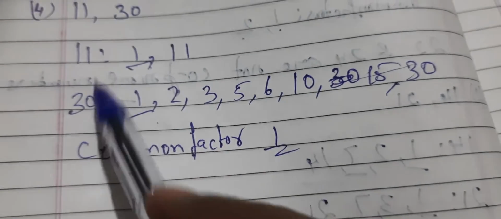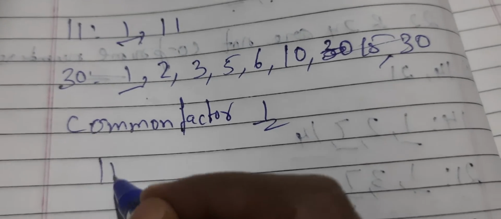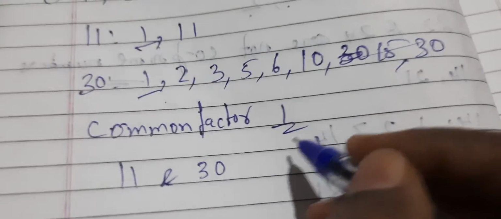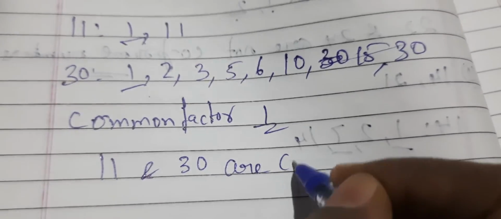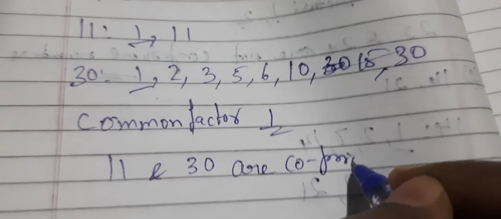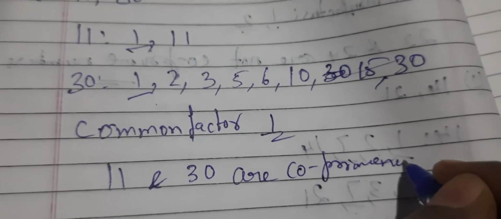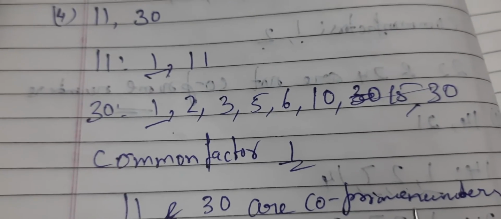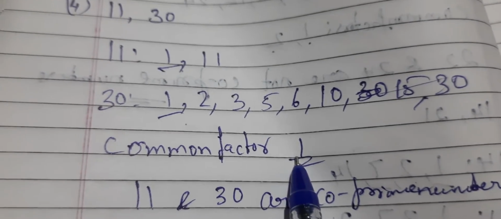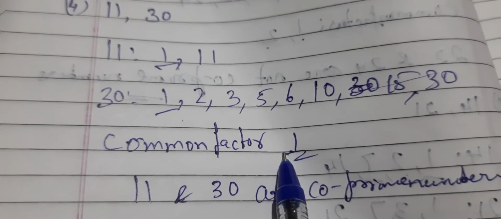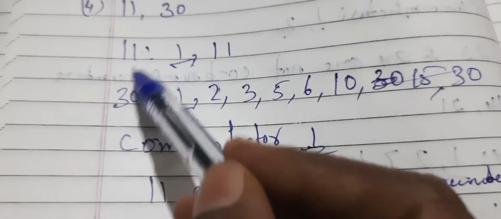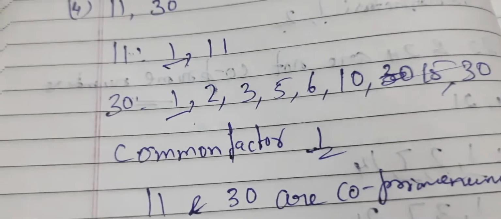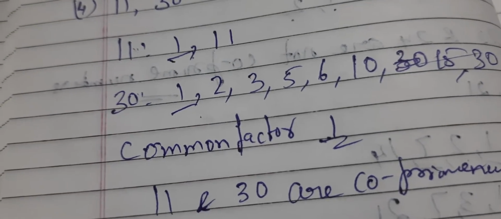So that means 11 and 30 are co-prime numbers. So you must have understood by now what are co-prime numbers. Those numbers which have only 1 as the common factor. Only 1 is the common factor. So such numbers are called co-prime numbers. So 11 and 30 are co-prime numbers.